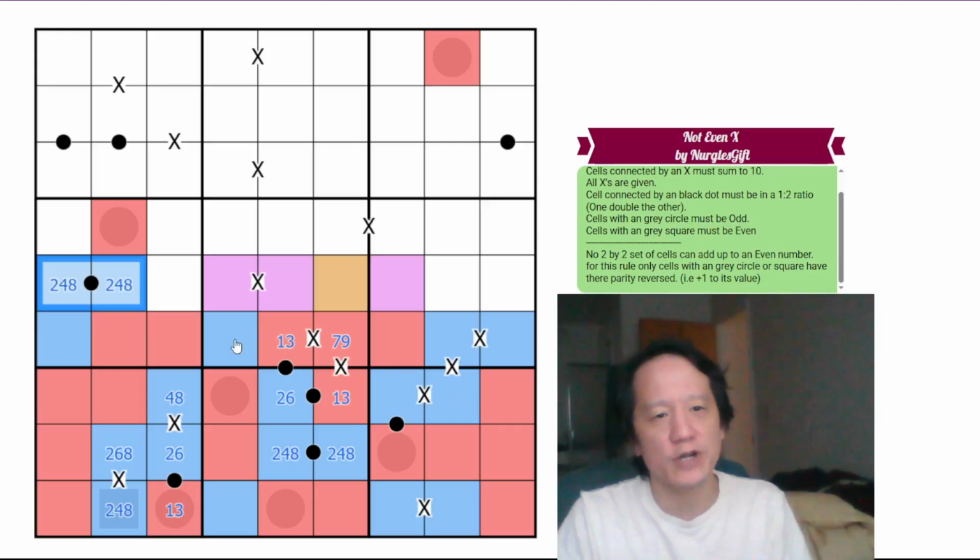Therefore, this is 2, 4, 8, 4 being one of these digits here. This cannot be 2, 8. It cannot be 4, 6. So these cannot be even. This has to be odd parity, which means this is even parity. This is odd parity.